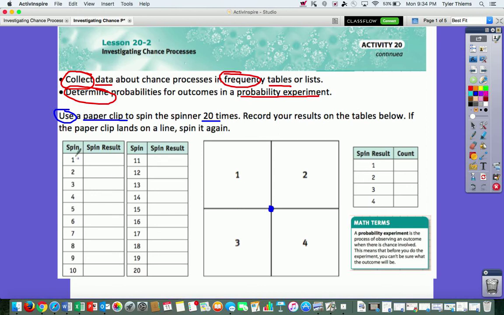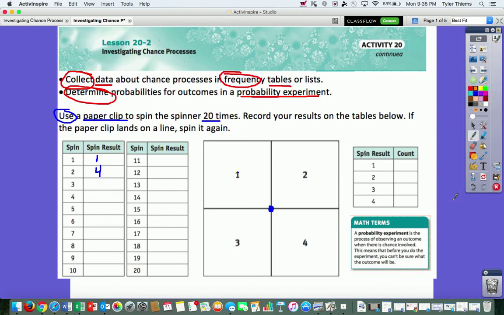And then every spin that you do, 1 through 20, you're going to record your results. So if you start here, flick it, go around, and let's say you land on the 1 first, then you're going to put a 1 there. Let's say you spin it again and you land on a 4 this time, you'll put a 4 here. And you're going to keep doing that 20 times. Then at the end, you're going to put your total number of 1s that you landed on, so you'll count how many total you have, and put them here. How many 2s, how many 3s, how many 4s.